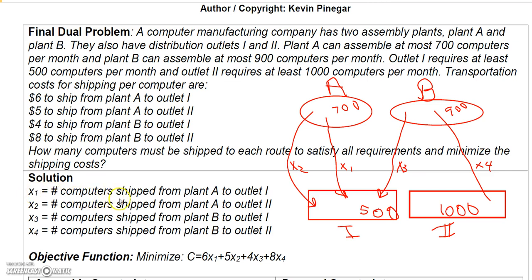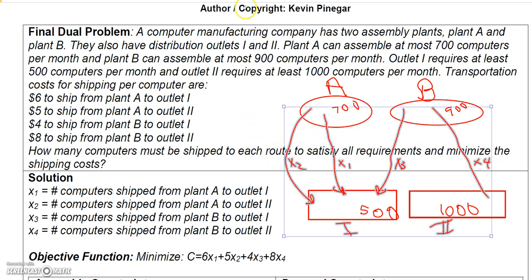So X1 will be the number of computers shipped from Plant A to Outlet 1, and you can see I drew X1 going from Plant A to Outlet 1. X2 is the number of computers shipped from Plant A to Outlet 2. So X2 should be... I got that one messed up. Let me fix that real quick. That should actually be going all the way over here. Okay, so that should be X2, right there. Sorry about that.